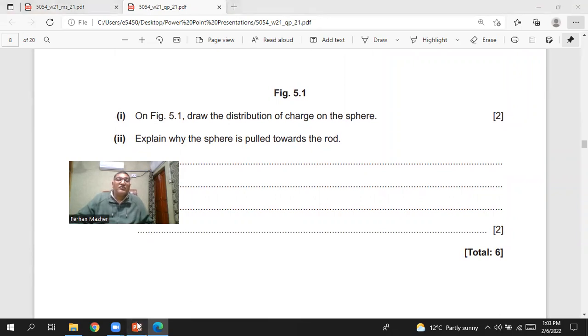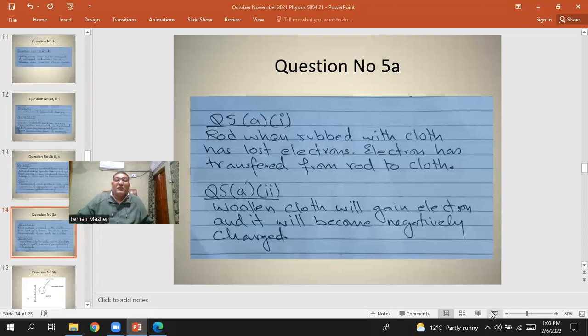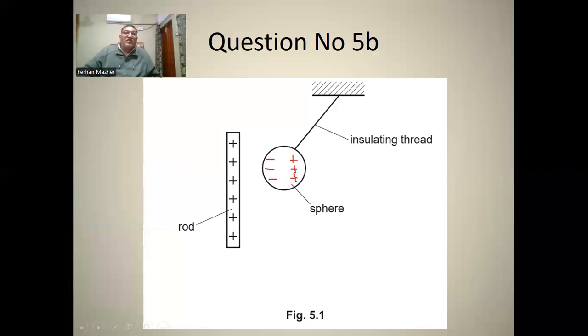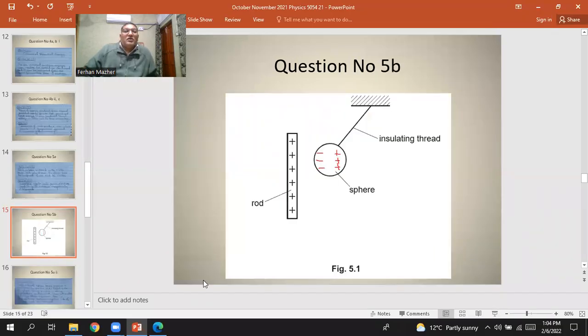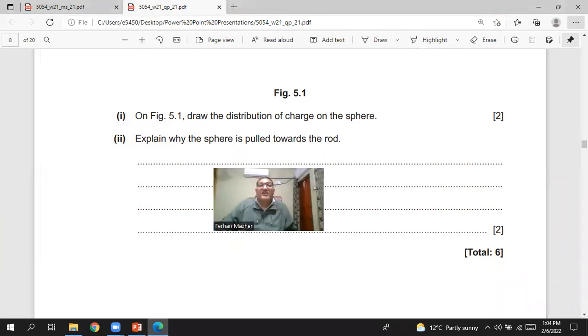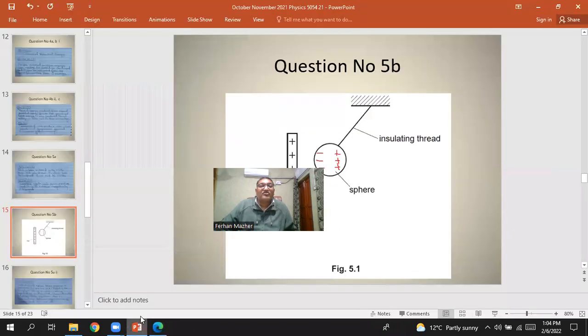So let me show you. It's very important. This left side has become negative. This right side has become positive. The number of negatives and the number of positives shown on this diagram should be equal to each other. Okay, so then the question is, explain why the sphere is pulled towards the rod. That's a 2 marks question.